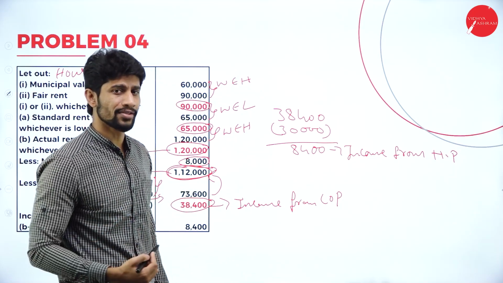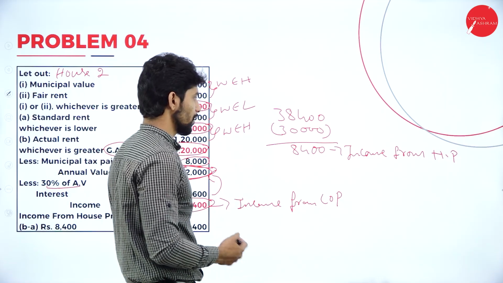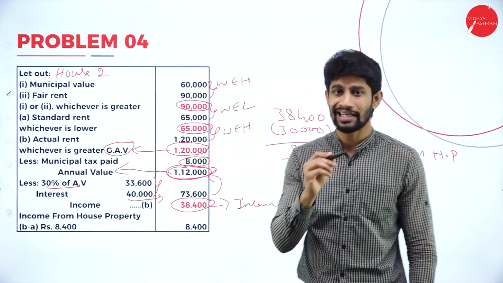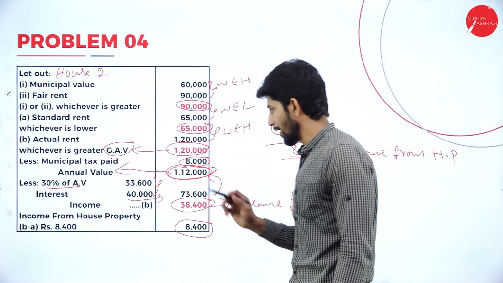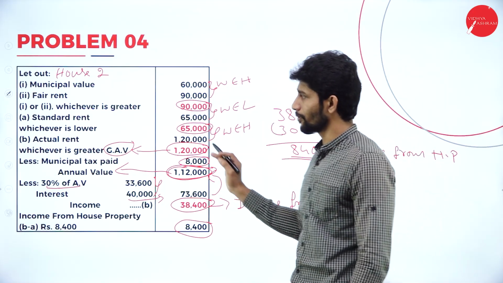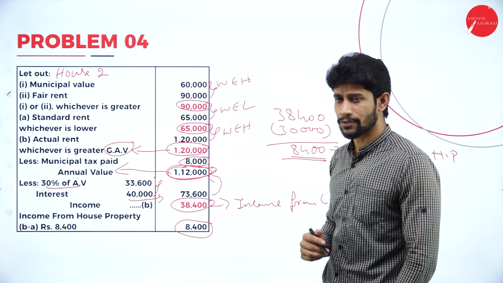So set off the loss of self-occupied property against the profit of let out property. You will get a balance of 8,400. 8,400 is called what? Income from house property. Here you can see income from house property is 8,400. So this is how you are supposed to solve the problem if all the information is given. Yes, next, moving on to the next problem.